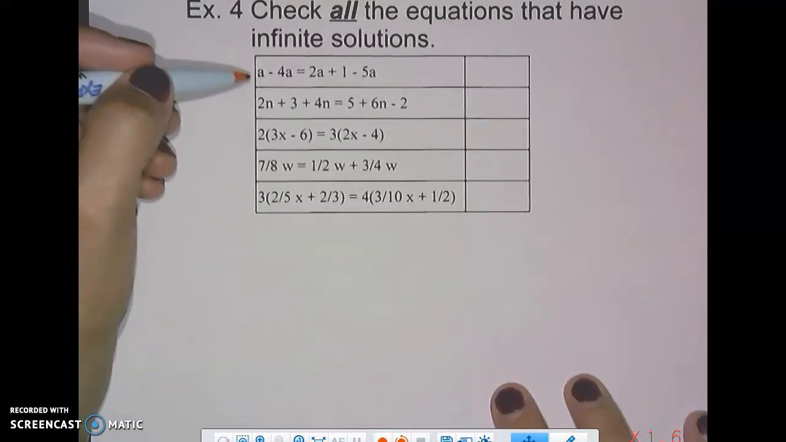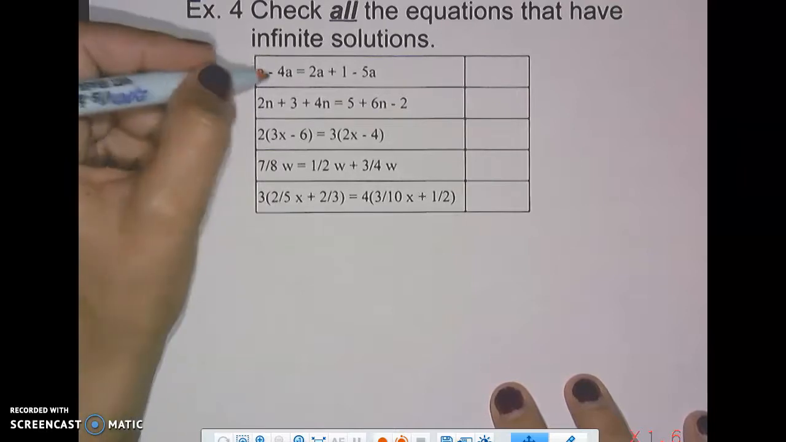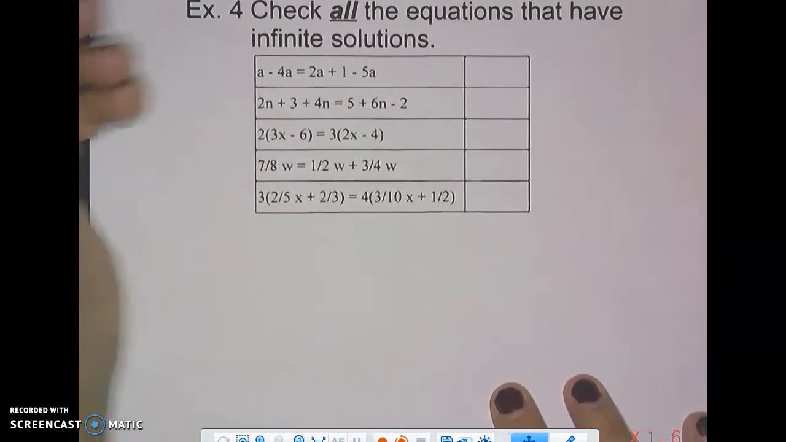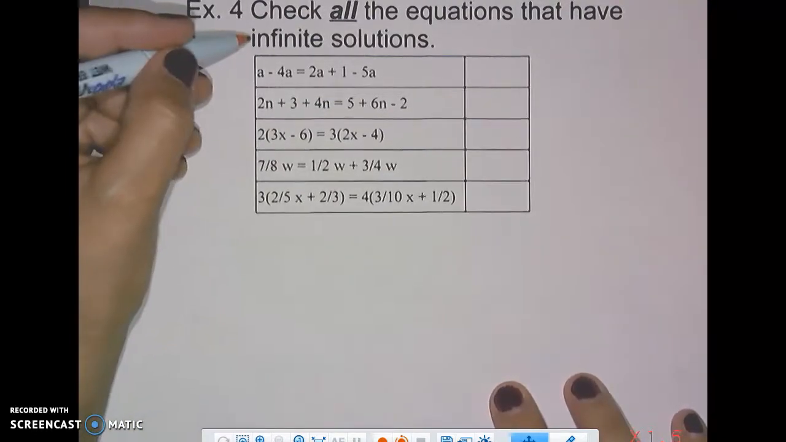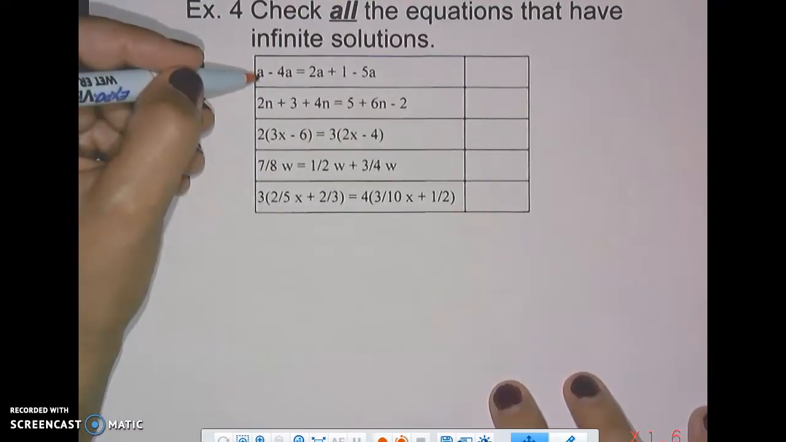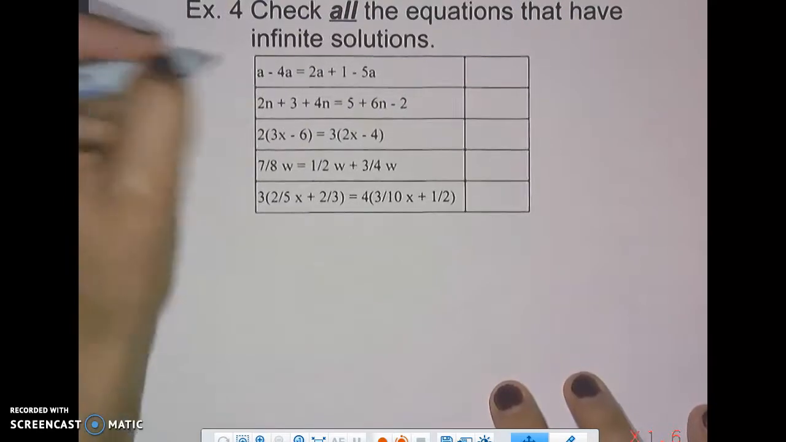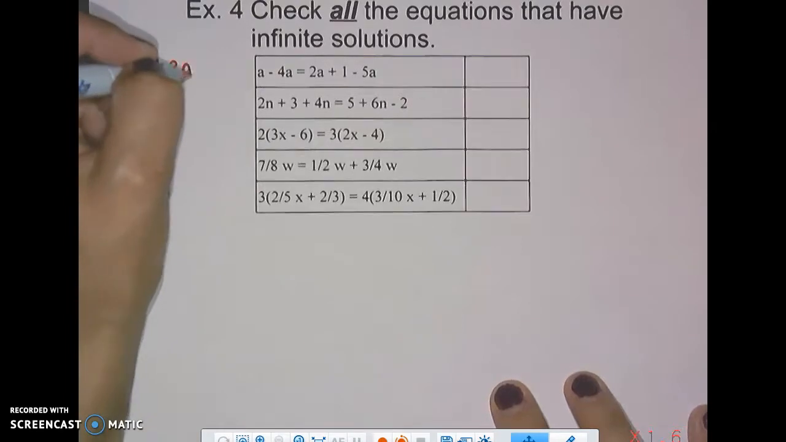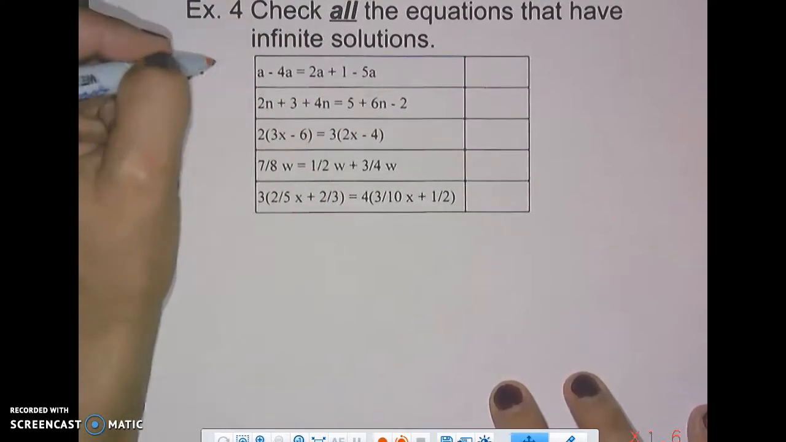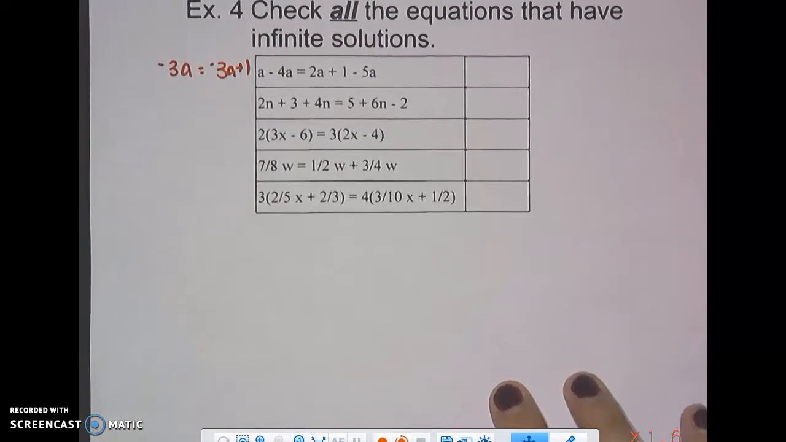So looking at this first one, a minus 4a equals 2a plus 1 minus 5a. Here, we've got just a's on the left, and then on the right-hand side, we've got a's and a constant. So can these be the same coefficient and same constant for us to have infinite solutions there? No, this one doesn't have any constant with it. Now, you could keep going with that. Combining or simplifying on the left, we would get negative 3a. And on the right-hand side, we would combine and get negative 3a plus 1. So we know that they're not the same. So we don't put anything in that box at all.